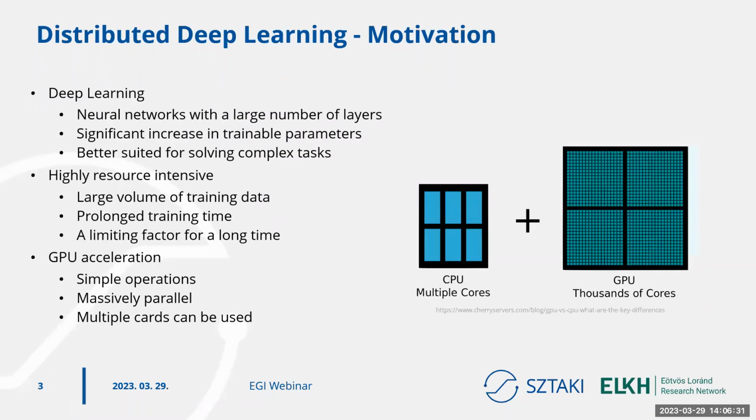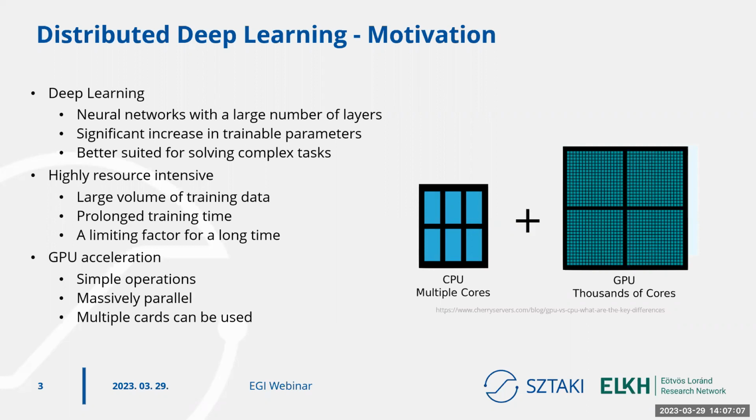It's about why exactly we do distributed deep learning. As you know, with deep learning, we are basically dealing with neural networks. We want to train them, and we want to train neural networks that have a large number of layers. This large number of layers basically means that the number of trainable parameters is exponentially increased in these networks, which makes them better suited for solving complex tasks. However, it also makes the training of these networks very, very resource intensive.